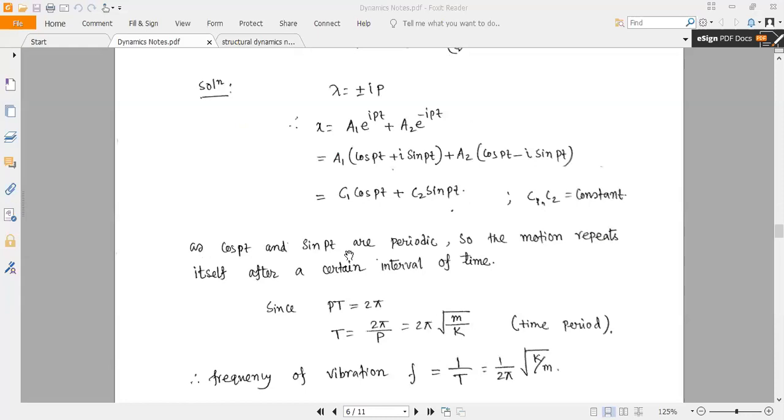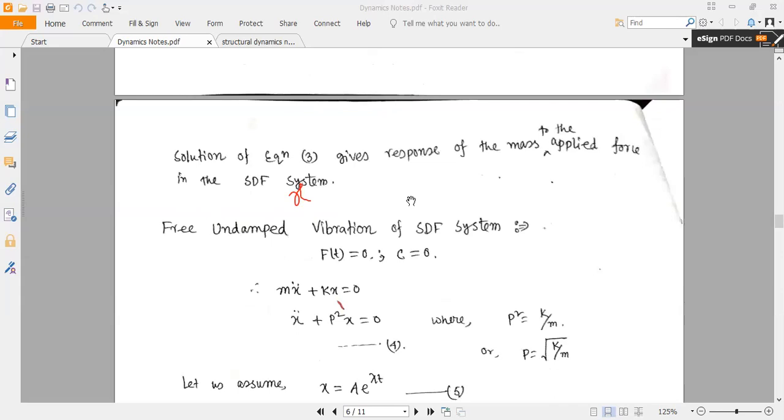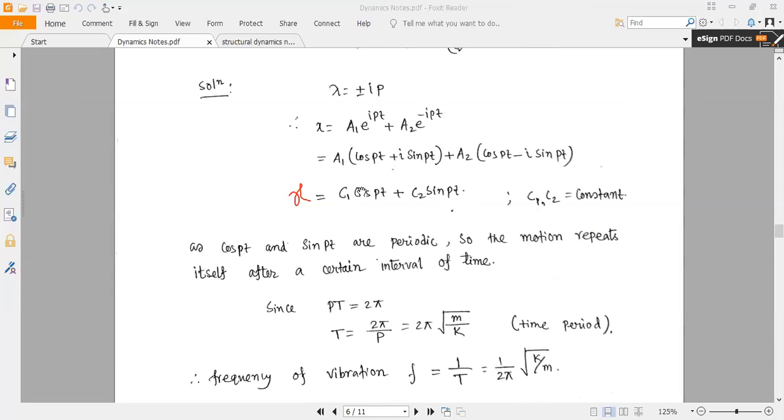Then as cos pt and sin pt are periodic functions, see, this is the solution. This is x, which is basically the displacement, right? We have seen that this is a spring mass system. This mass is moving in the right side direction. Now you see the equation of motion of this mass is this. So in this equation, you have terms where it is cos pt and sin pt, and you know that cos pt and sin pt both are periodic functions.